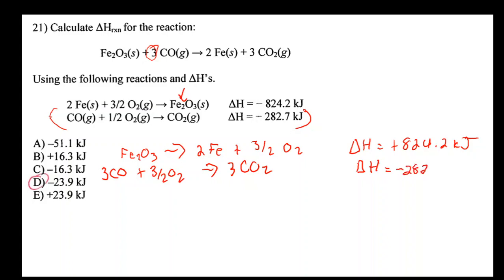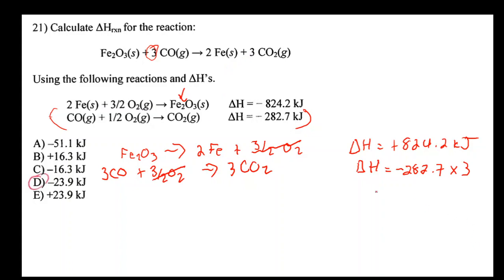So 282.7 times 3. Looking to make sure we crossed everything off, this 3 halves O2 up here cancels with this one. Then we're left with Fe2O3 on the top, plus 3CO on the left-hand side, goes to 2Fe plus 3CO2. So our reactions now add up to the parent reaction, so that's good.